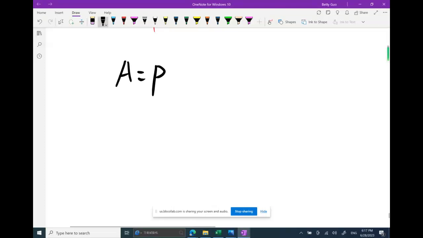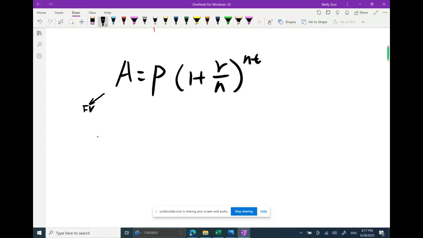Compound interest formula: A equals P times (1 plus r over n) to the power of nt. A is the accumulated balance or future value of your account. P is your principal, the original money you invested. r is the annual interest rate. t is the time in years. n depends on how the interest is compounded.